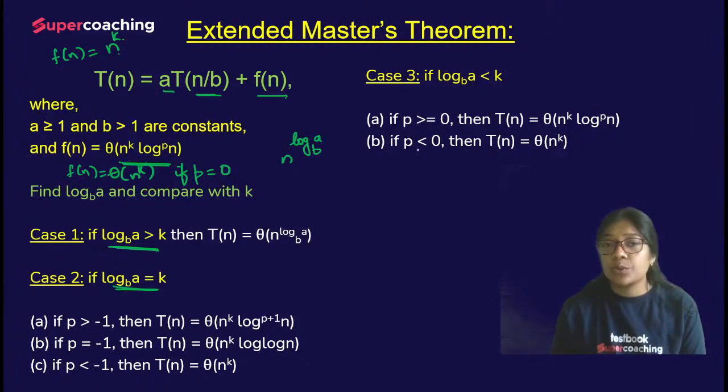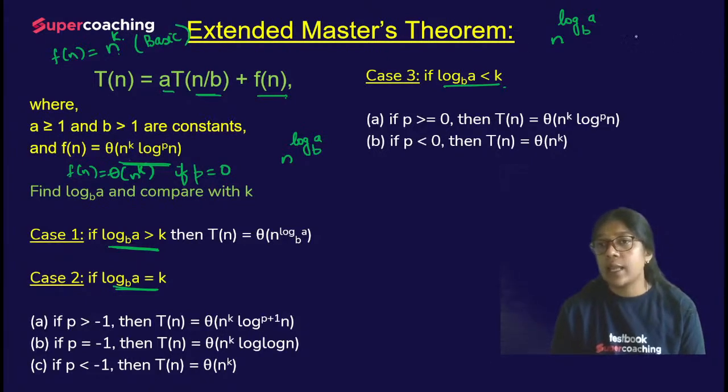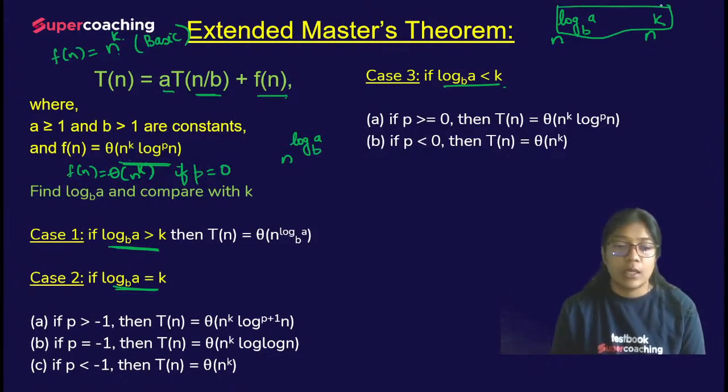Main cases are 3 only. Okay, so what we were doing is we were making the comparison between n raised to power log a and f of n, or f of n किस format में given था in the basic Master's theorem? It was given as n raised to power k. तो basically comparison तो सिर्फ इन्हीं दो का हो रहा है ना, because base is same. Yes. So on the basis of that, we are writing the cases here.